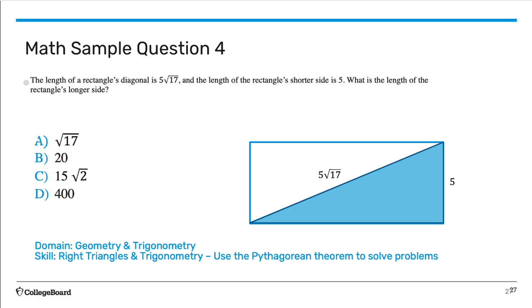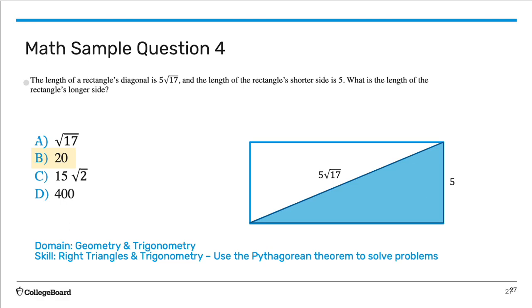Hopefully students will recognize that this is a right triangle question once they draw everything out. And when you solve for the missing side, you'll find that choice B is the correct answer. A rectangle's diagonal divides a rectangle into two congruent right triangles, where the diagonal is the hypotenuse of both triangles.